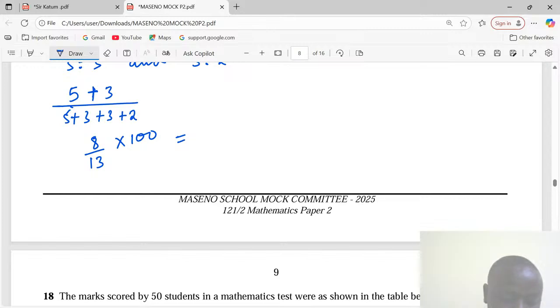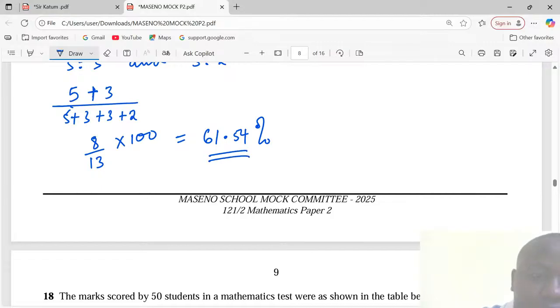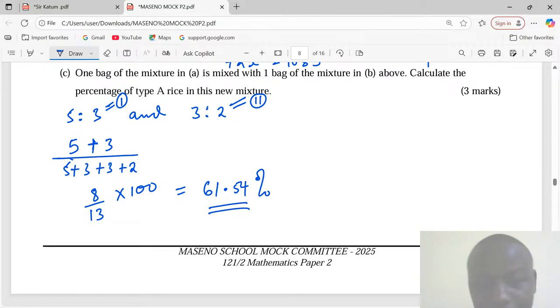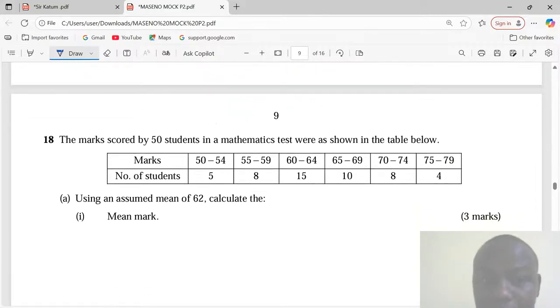We make it now a percentage. This is going to be 61.54%. Though this is a question that can be done in multiple workings, which is still very okay.